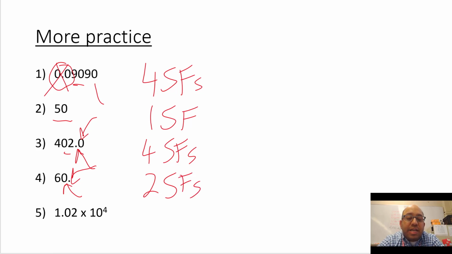This last one is in scientific notation. Notice there's a coefficient in the front. We'll talk more about scientific notation in the future in this class in a little while. But when something is written in scientific notation like this, you just count the number of digits over here. So that's 3 significant figures.